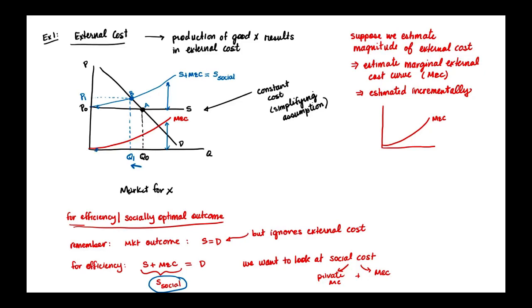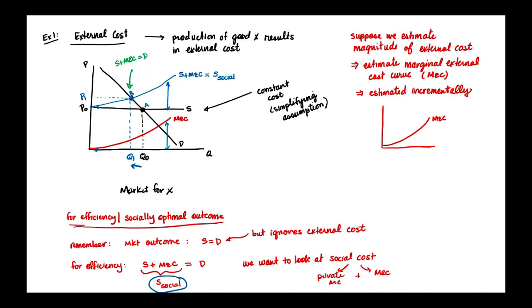Now guys, take a look for a second. What would be an equation that captures point B? It's got to be something equals something, right? Because two curves are intersecting. So how would you describe point B? How would you describe point B, guys? MEC plus S equals D. Say it again. MEC plus S equals D. Right.